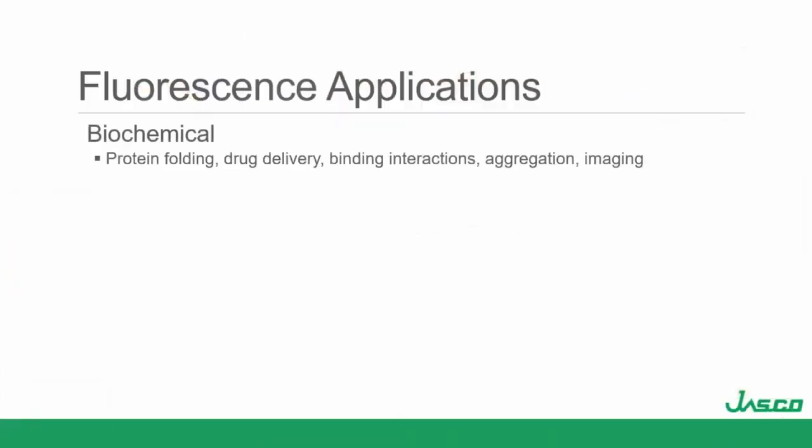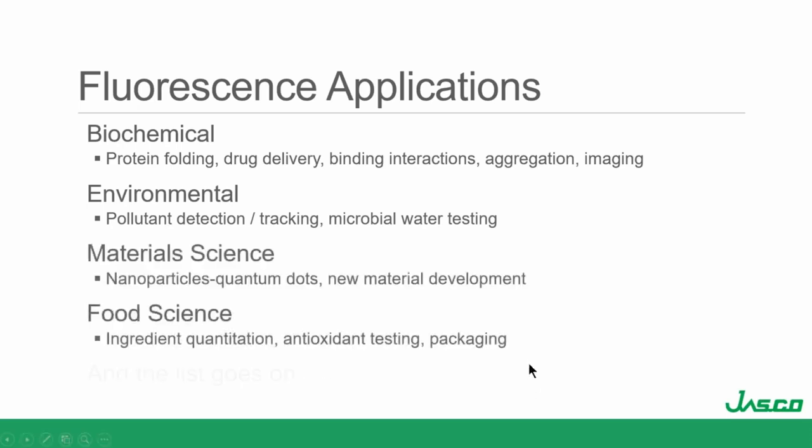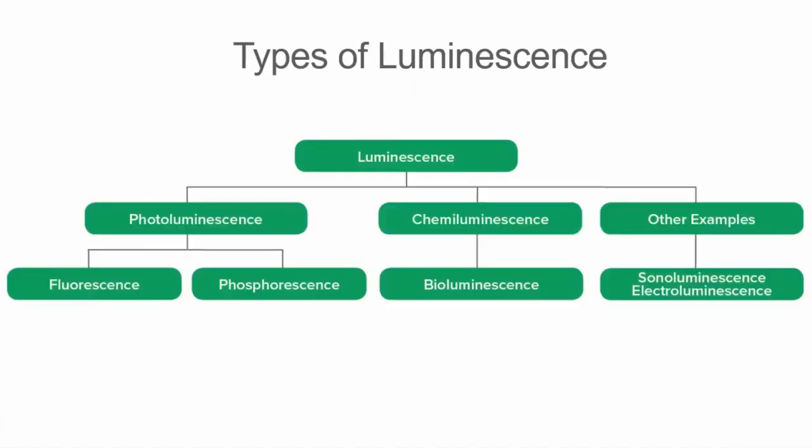The list goes on, right? Biochemical, environmental, material science, food science, and I'm sure you can list a few sitting there yourself of applications that are important to you. So today what we want to look at is luminescence and the fundamentals. So let's break it down. Luminescence can be defined as photoluminescence, which is fluorescence or phosphorescence, chemiluminescence, which is observed as bioluminescence in nature, and other examples like sonoluminescence and electroluminescence.